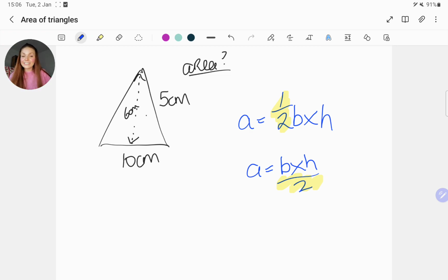So what you have to do is decide which of those two formulas you think will stick in your head the best. Personally, I prefer the first one because I like to get the half the base out of the way so I don't forget to half the base at the end.